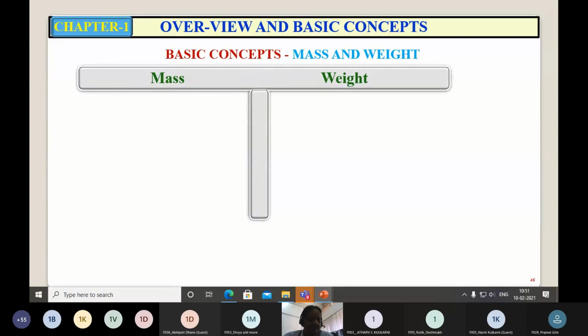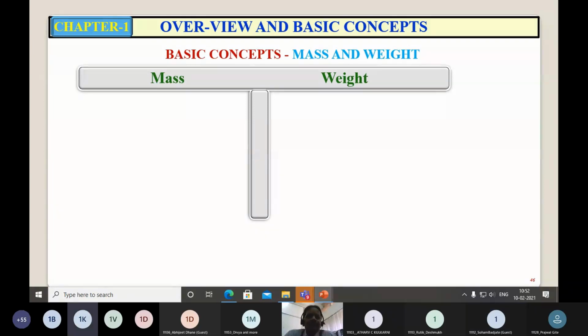Anyone? Mass is constant, weight is not constant. Very good. So what is mass? How do you define mass? So mass is a fundamental quantity and weight is not a fundamental quantity. It is a derived quantity and it depends on the factors, that is, acceleration due to gravity.